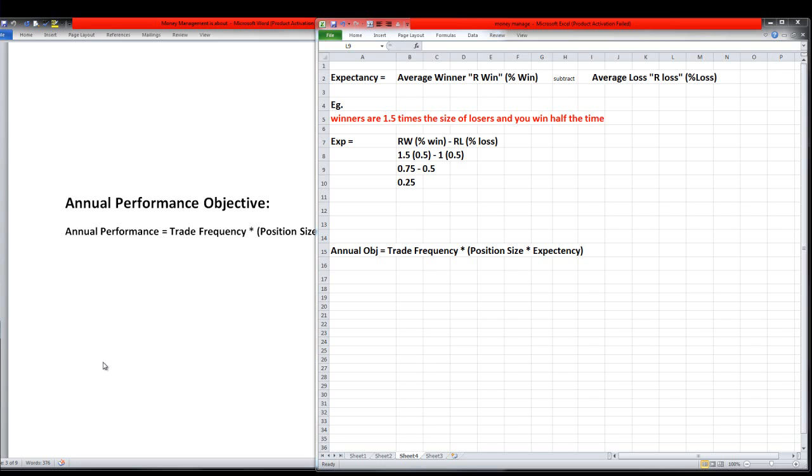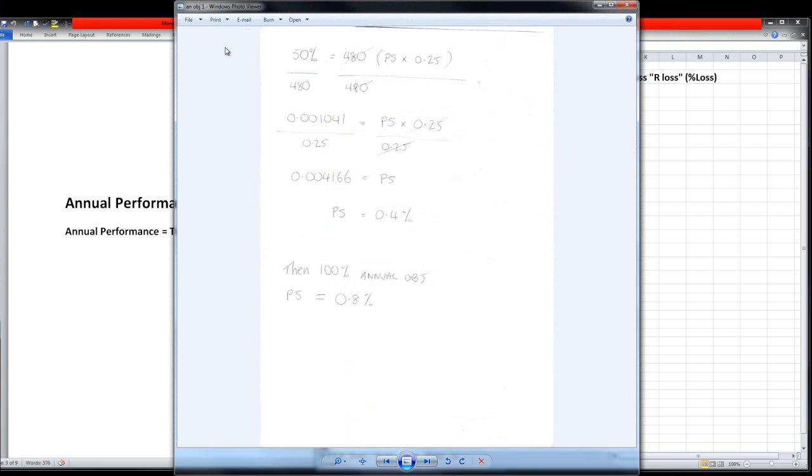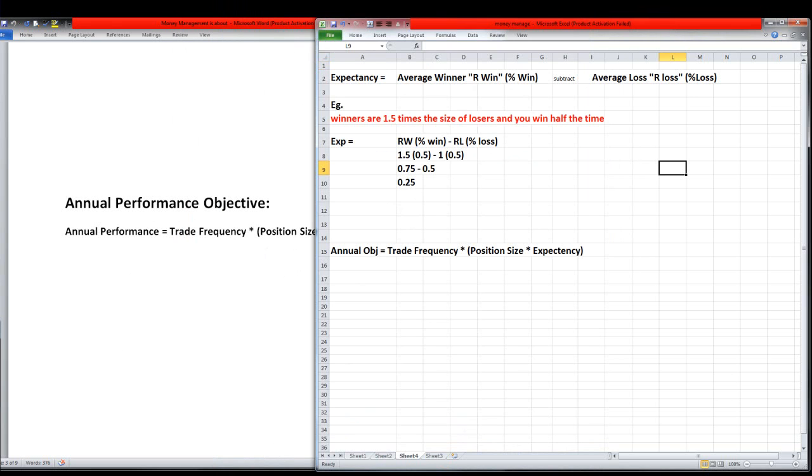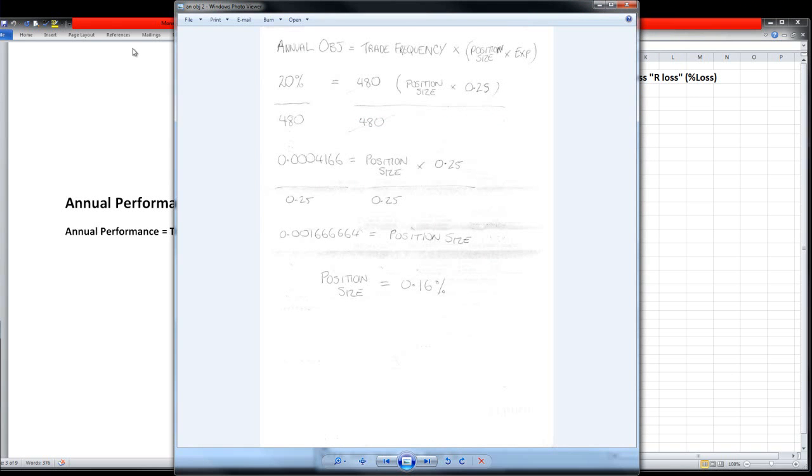Okay, so let's have a look at what we've come in tonight to do and start having a look at the annual performance objective and plugging in some of these figures. Okay, so let's have a look at annual objective. Let me bring up a sheet here. Oh, sorry, that's the wrong sheet. Okay, here it is, right up the top here.